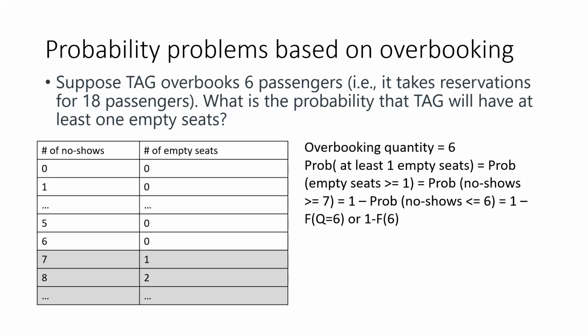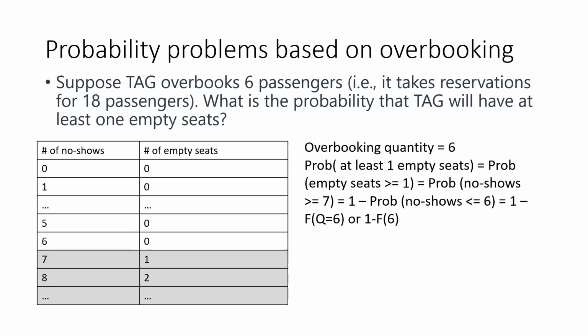Suppose TAG overbooks 6 passengers. What is the probability that TAG will have at least 1 empty seat? So still, we map a two-column table with the first column header number of no-shows and the second column header number of empty seats, because our question is asking about the empty seats. And then you start from 0. In the table, you see the overbooking quantity is 6.